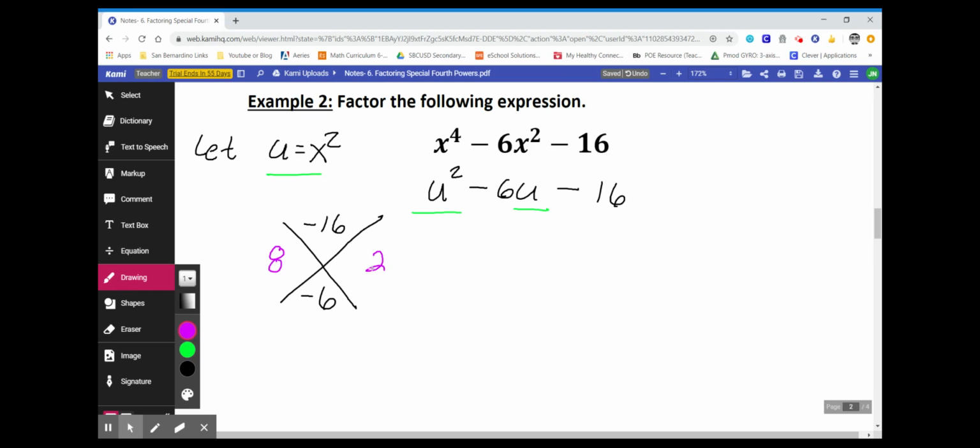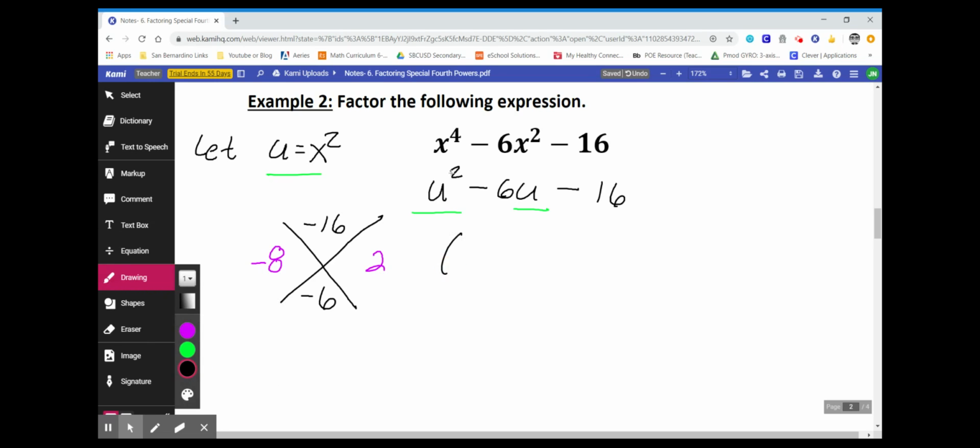And then one of these has to be a negative because I want negative 16. You want it to add up to negative 6. So this has to be a negative 8, because negative 8 plus 2 gives you negative 6 when we add it up, but if you multiply, you get negative 16. That's it. So now you want to write your factors.